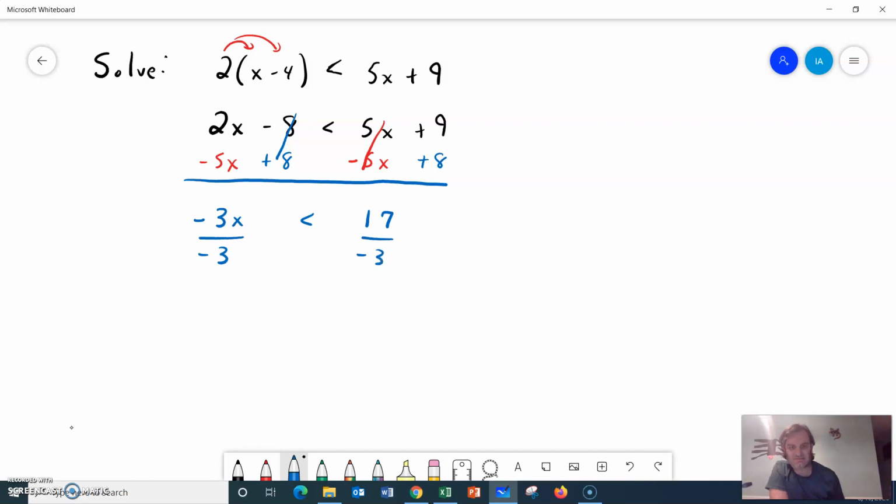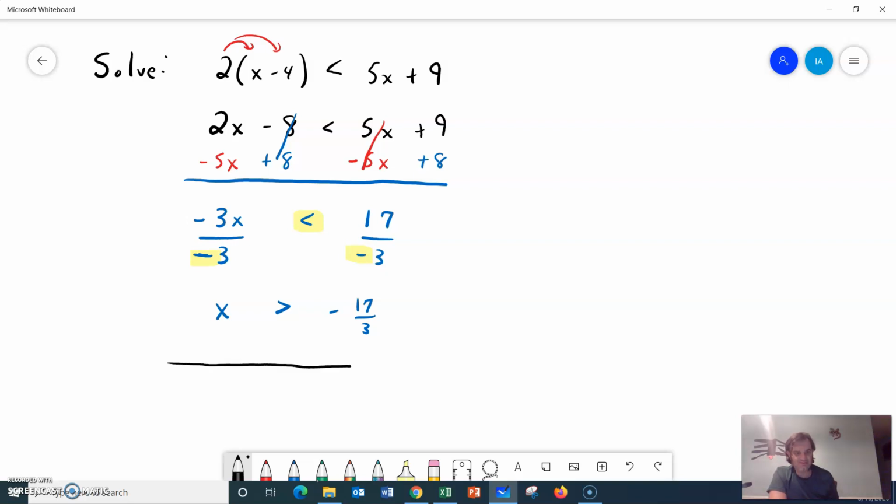Okay. My next thing is to get rid of whatever's in front of the x. So on the left hand side I get an x, on the right hand side I get a negative 17 thirds. But I divided by a negative, which will flip my inequality around. Okay. So when I put it in, it'll be x is greater than negative 17 thirds. Okay. X is greater than negative 17 thirds is my inequality form.